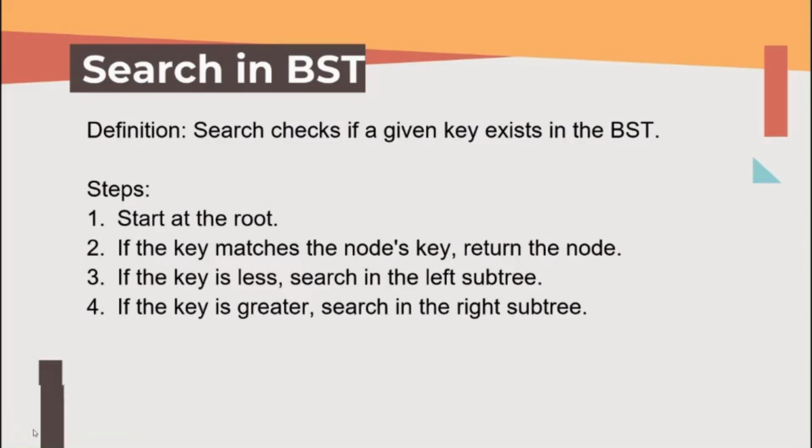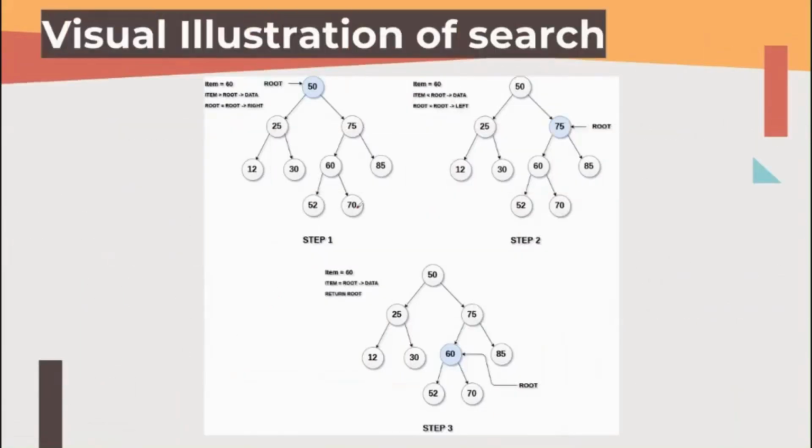Now see how this is illustrated. Here the item that we are going to search is 60. The root value is 50, so the item is checked with 50. The item is greater than the root, so it will move to the right side.